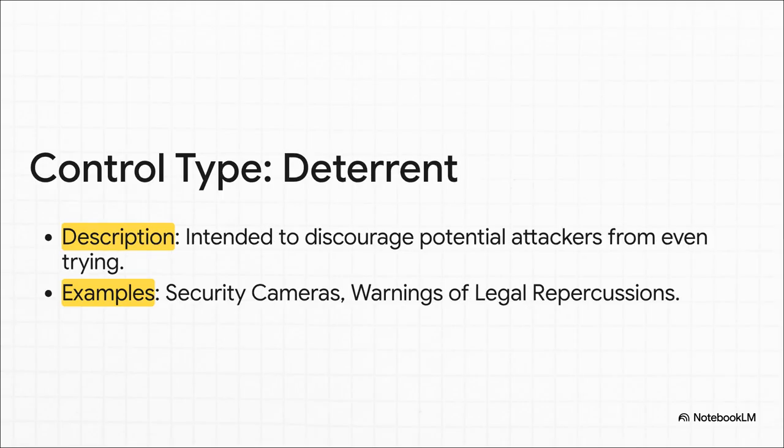And last but not least, we have deterrent controls. Now, these are a little different. They're all about mind games. A security camera or a big warning about legal action might not physically block a determined attacker, but it sends a clear message. This place is not an easy target. It encourages them to go bother someone else.